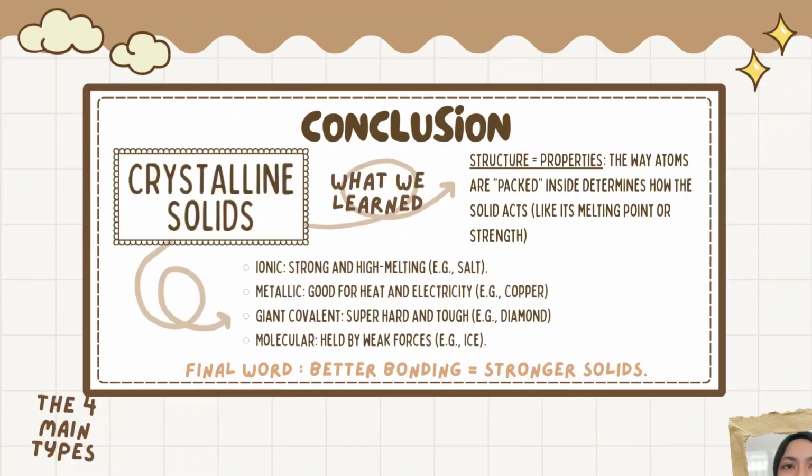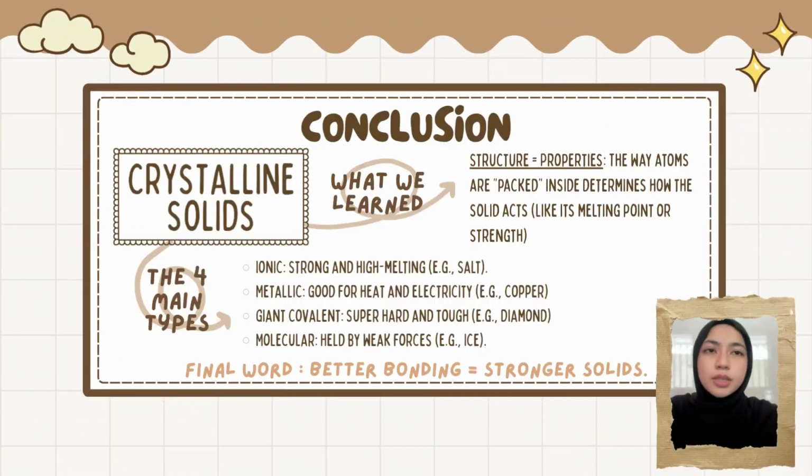That brings us to the end. To wrap things up, the biggest takeaway is that a solid's personality, like how hard it is, or if it can conduct electricity, all comes down to its internal pattern. Whether it's the salt on your table, copper in your wiring, a diamond, or simply a block of ice, the particular bonds therein are what distinguish them from one another. We have reached our goal of connecting these tiny structures to the physical properties we see in the real world.